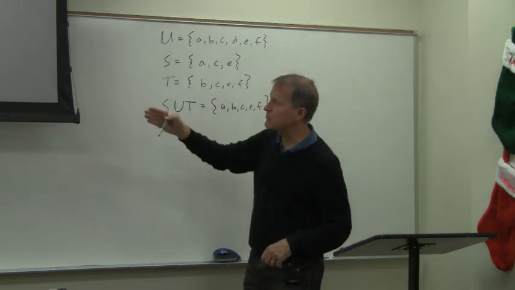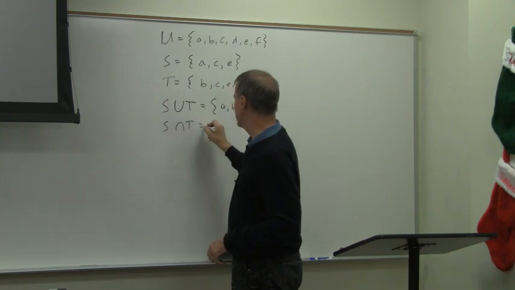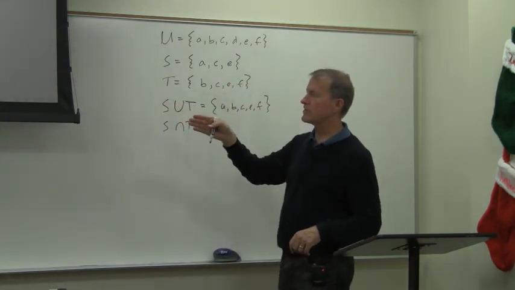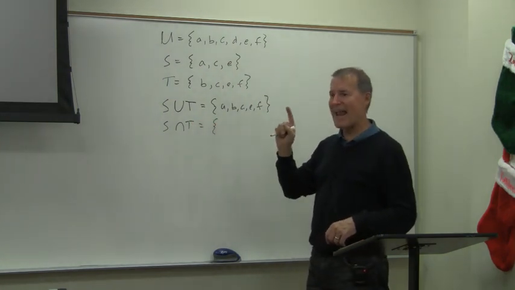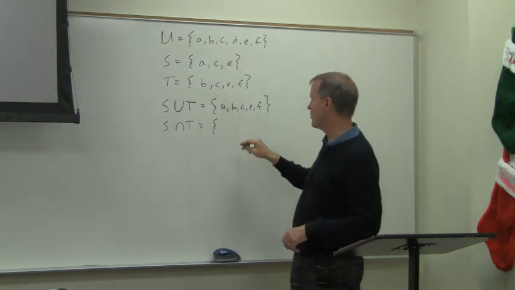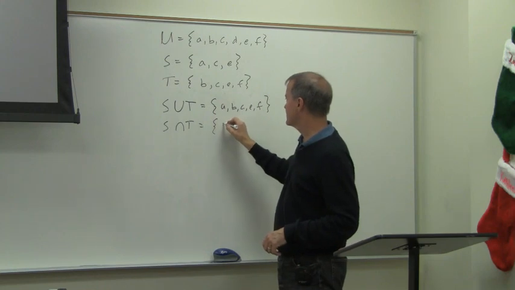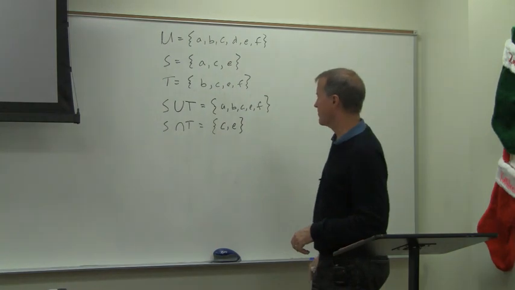And then the next one is intersection, so that's S intersection T. And what is the definition of intersection? V is an element of S intersection T if and only if V is an element of S and V is an element of T. So which ones are in both? C, E, is that right? Yeah.